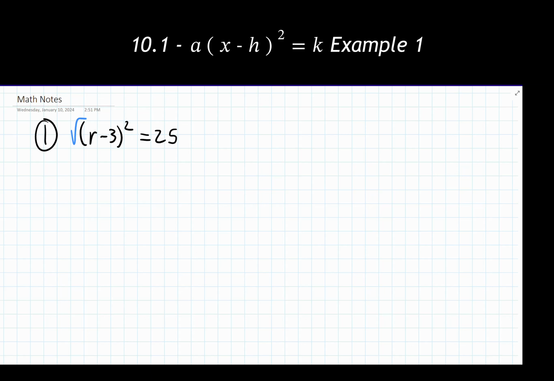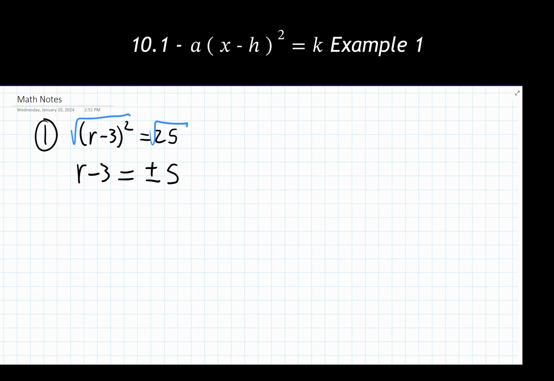So I'm taking the square root of both sides of this equation, and on the left side, I'm going to be left with the thing inside the parentheses. So I'm going to have r minus 3 left over. On the right side, because I am taking the square root, I need to include the positive and negative answers of what's going to show up here. Now 25 is a perfect square, so the square root of 25 is just going to be 5.